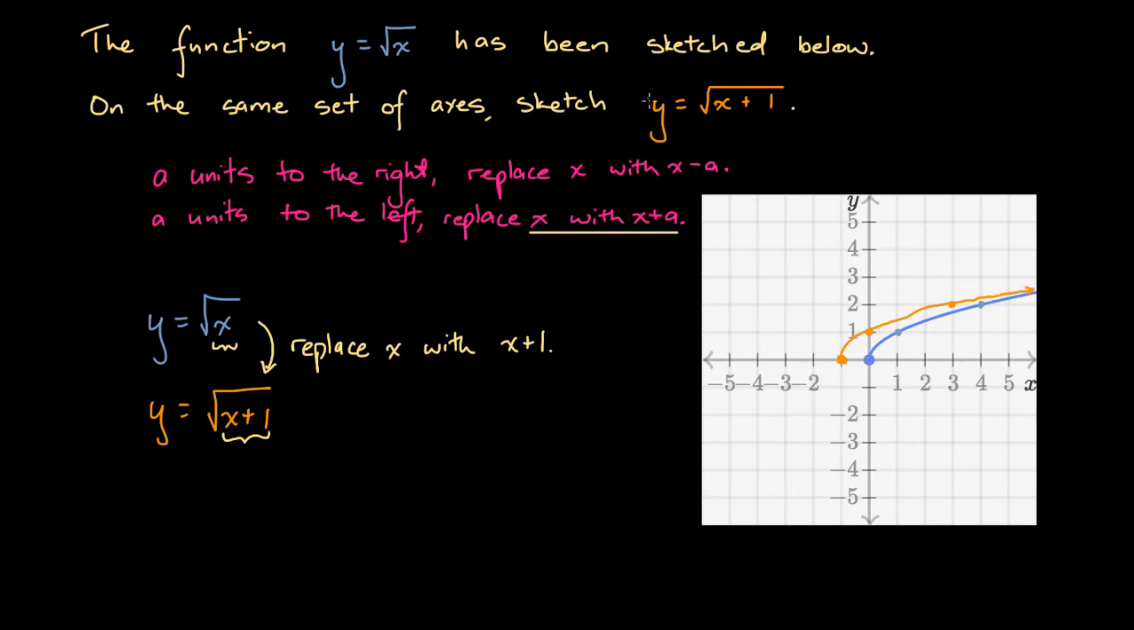So we've been able to sketch the graph of y equals the square root of x plus 1 without drawing up a table of values. Once you become quick at recognizing how the graph has been shifted, this is a very useful technique in order to quickly draw graphs.